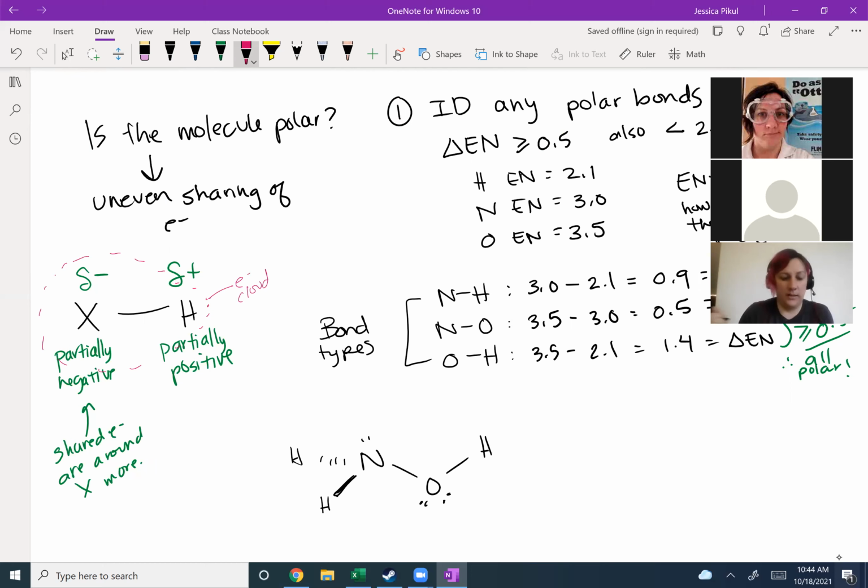Another way you could draw it, that I kind of prefer, is to use an arrow like this, where the plus part of the arrow is at the partially positive side, and the arrow points to the more partially negative side.